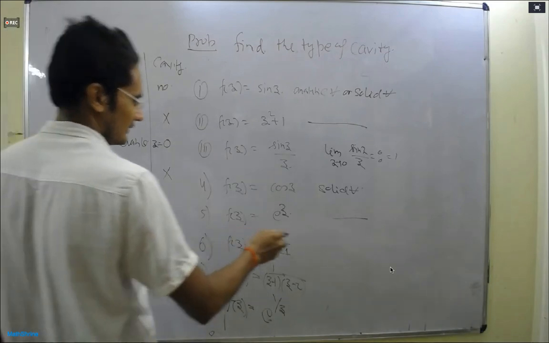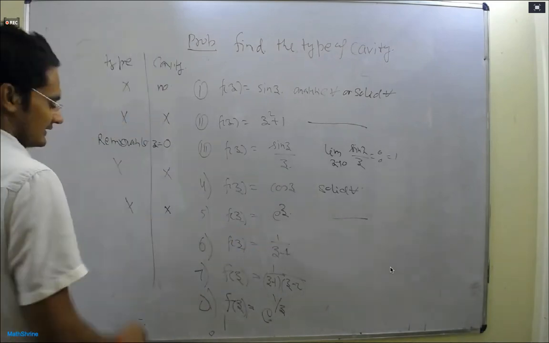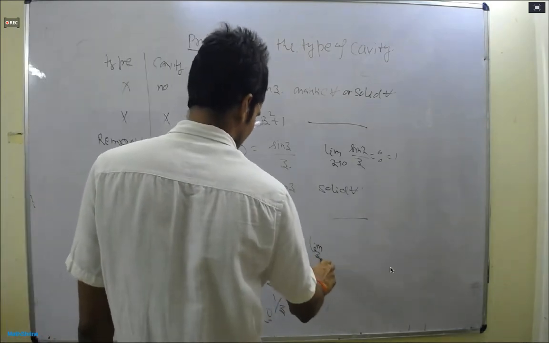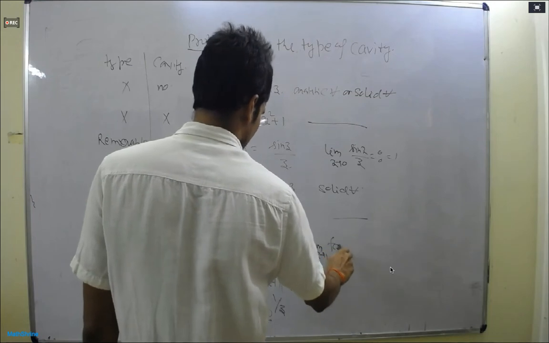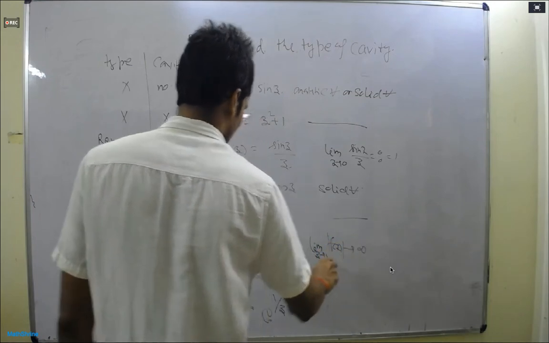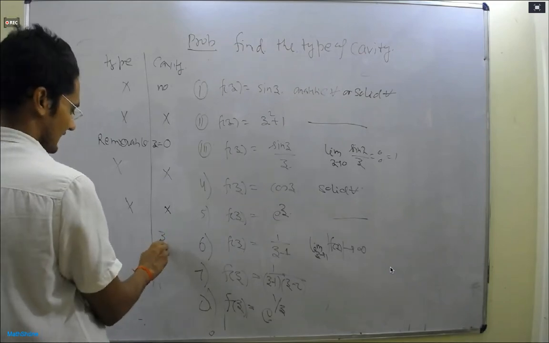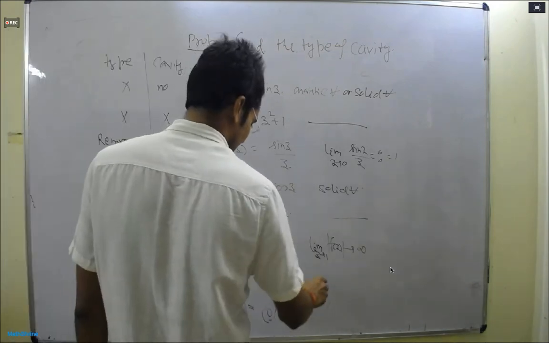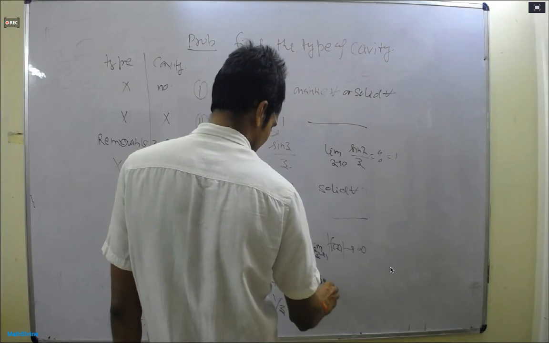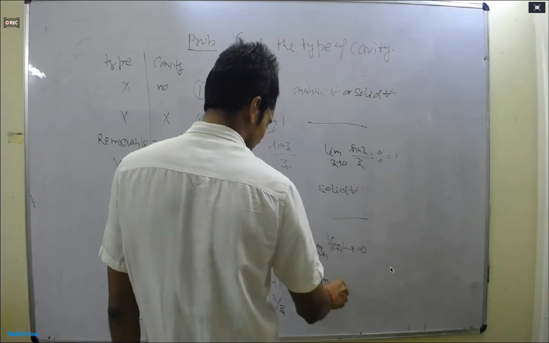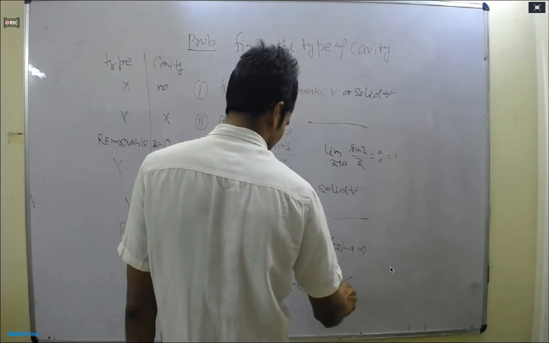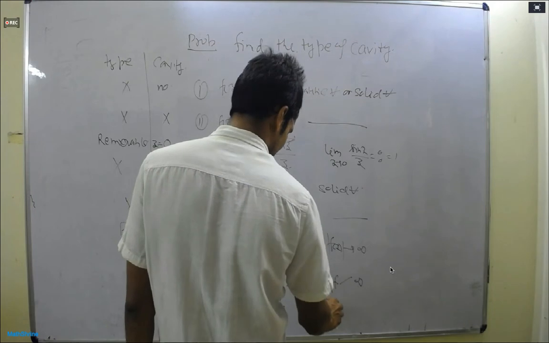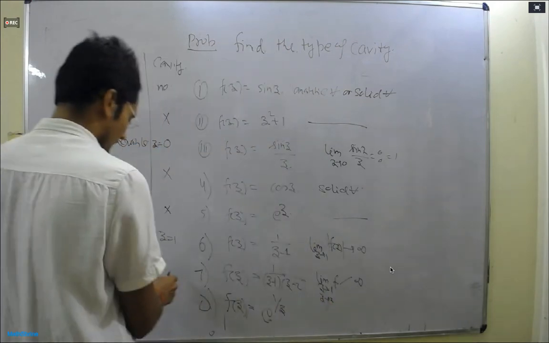Exponential, solid everywhere. No cavity, no type. f z is equal to 1 upon z minus 1. Calculate the limit z tending to 1, f of z tends to infinity. This implies that the cavity is at z is equal to 1, the type is pole. If you calculate at 1, z tending to 1, the function will go to infinity. z is equal to 1 and z is equal to 2 also. So the function has a problem at 1 and 2 and the type is pole.